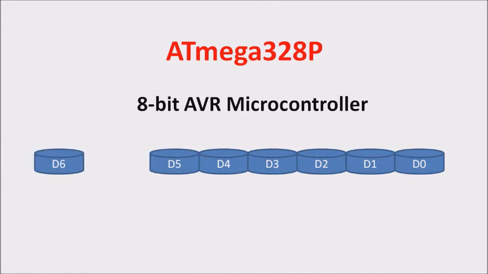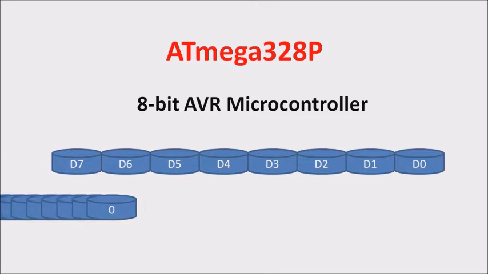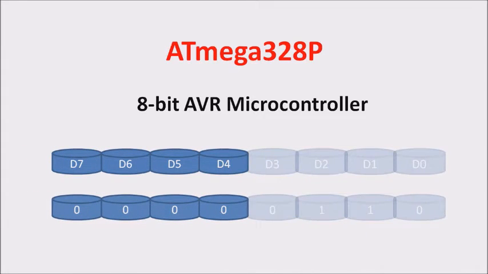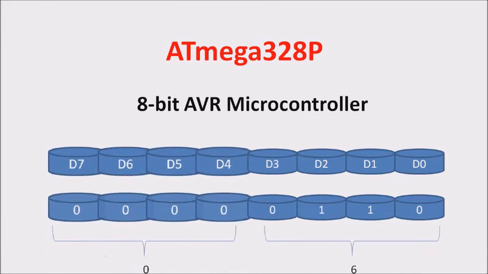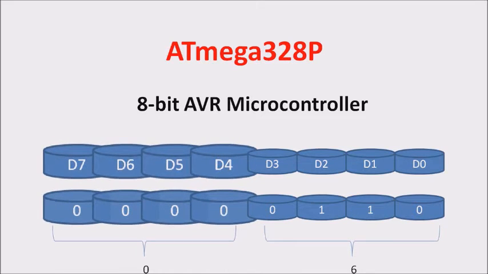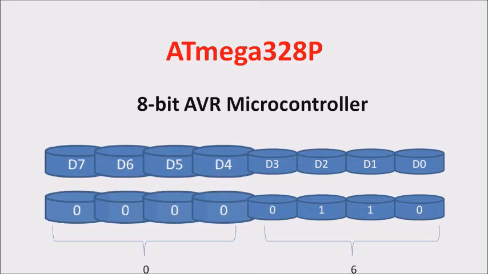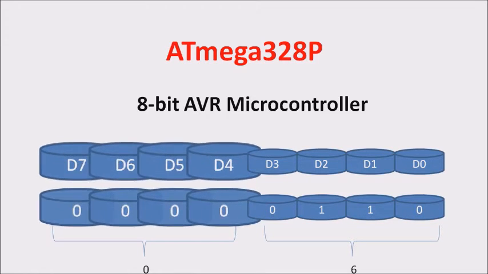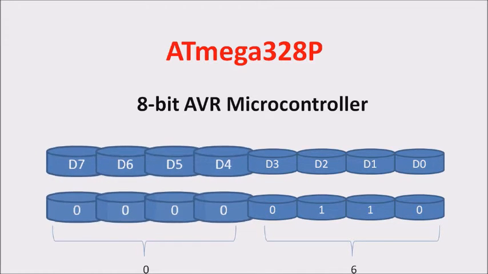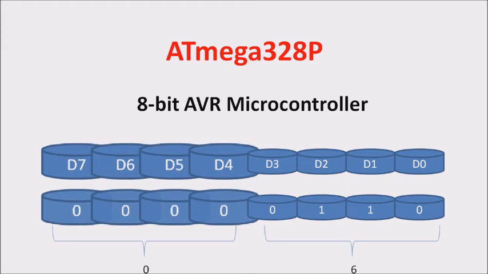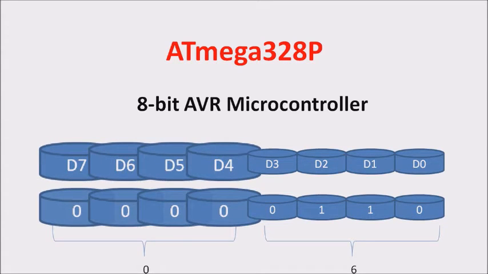So in this microcontroller, we can see here D0 to D7. These are the 8 bits. These 8 bits may be either 0 or 1. So this is a combination of zeros or ones shown below. 0, 0, 0, 0, 0, 1, 1, 0. This is actually the binary number of a 06 representation. So this type of data can be stored in this microcontroller.